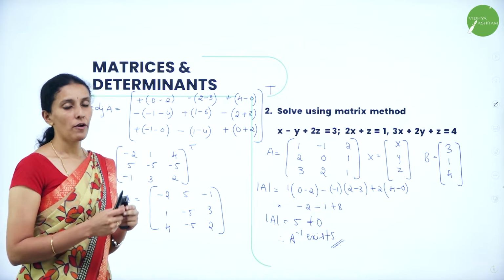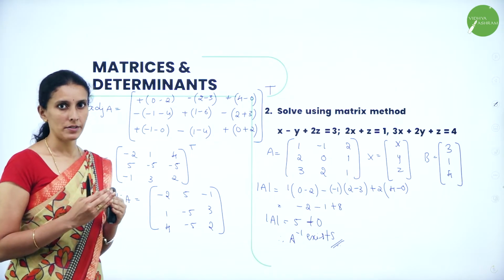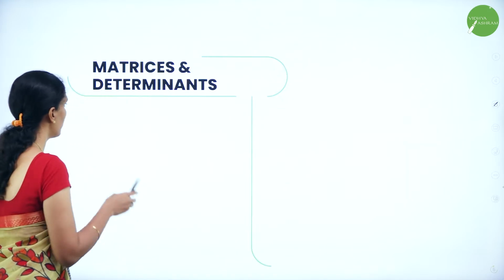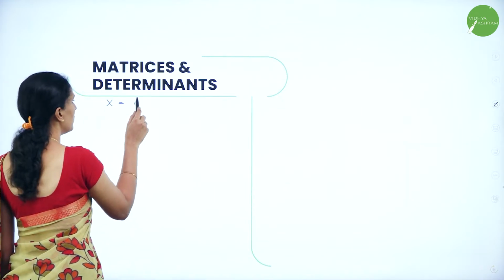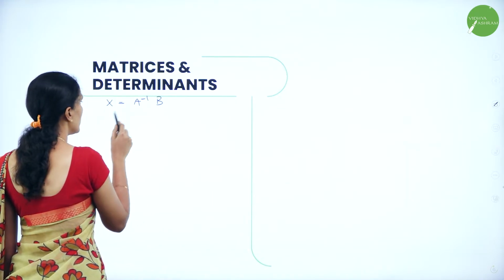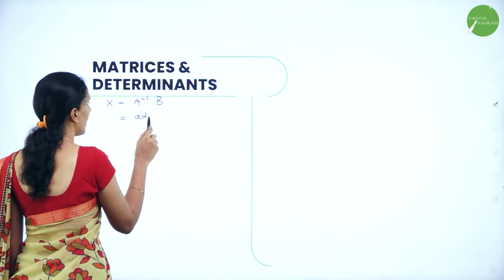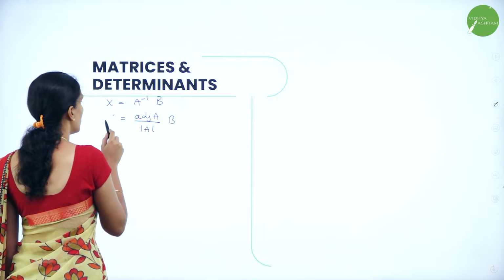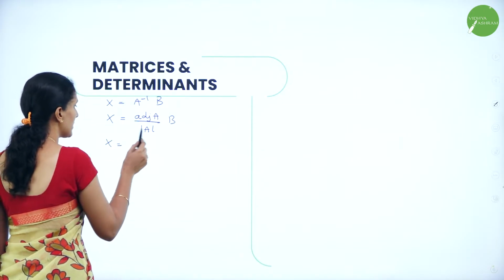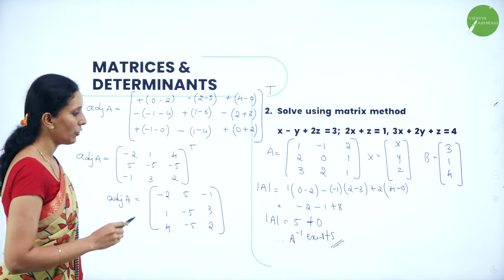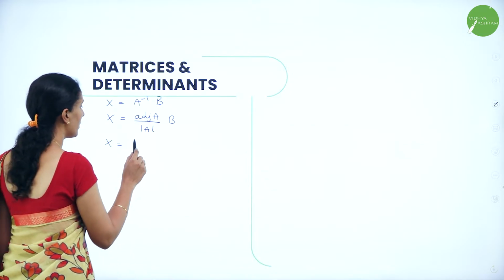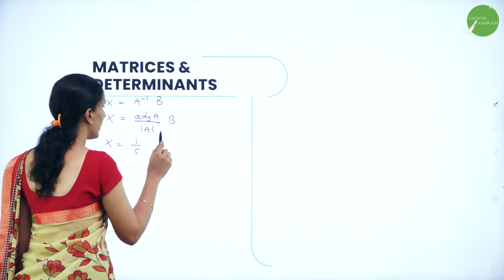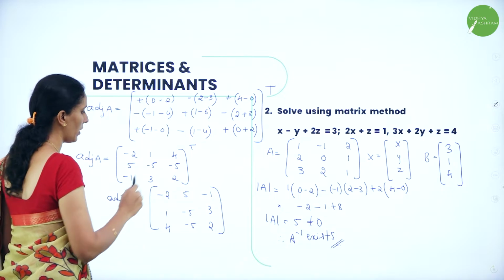Next, from the formula we have x is equal to A inverse B. So first let's write A inverse B. X is equal to A inverse B. So A inverse is nothing but adjoint A divided by determinant A into B. So let's keep the determinant A separately. What is determinant A value? We have 5. So let me write it in the form of 1 by 5 into what is adjoint of A?